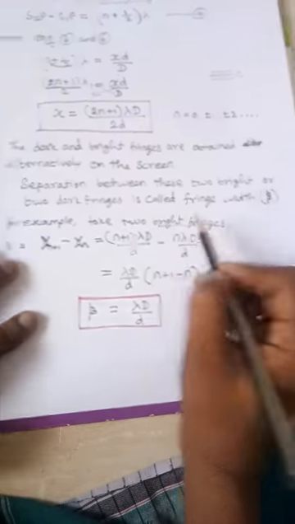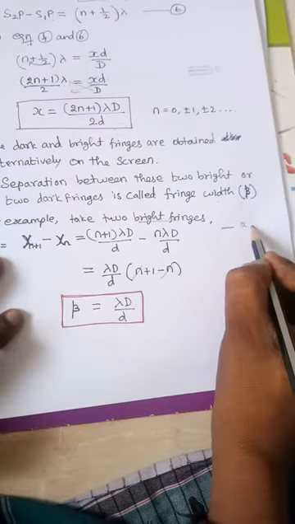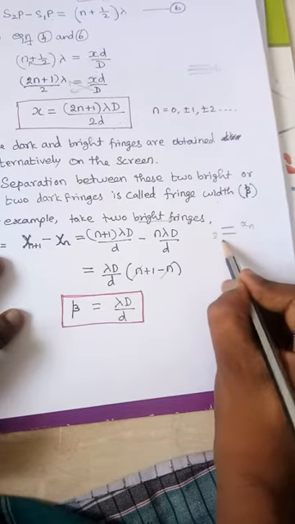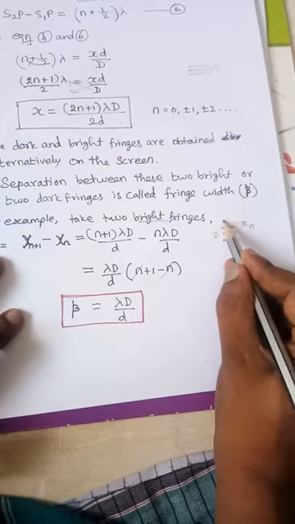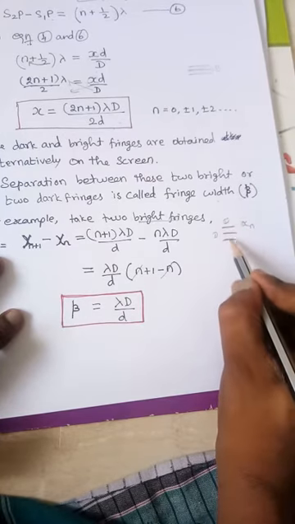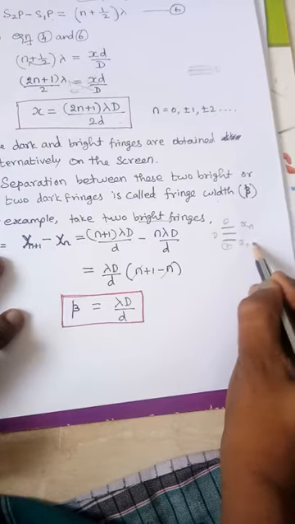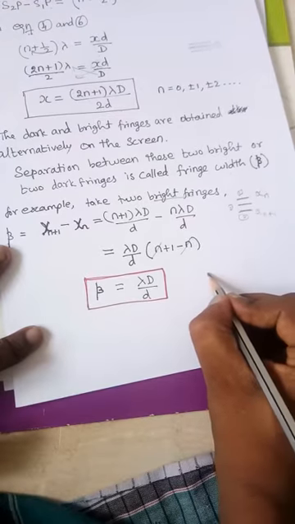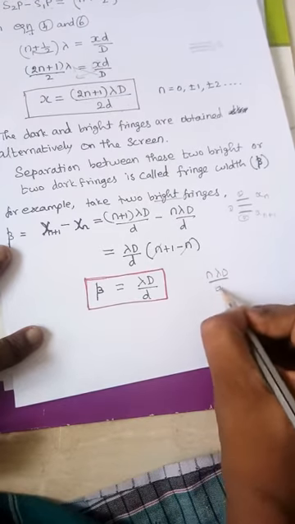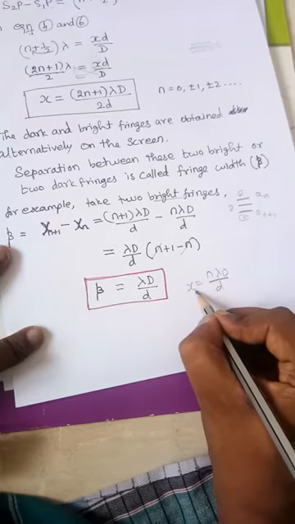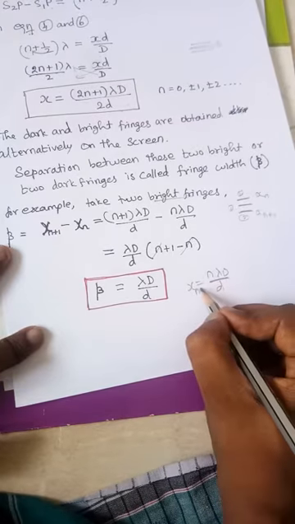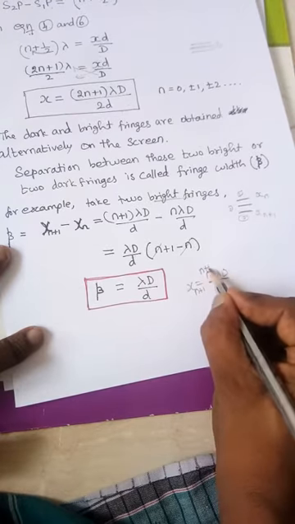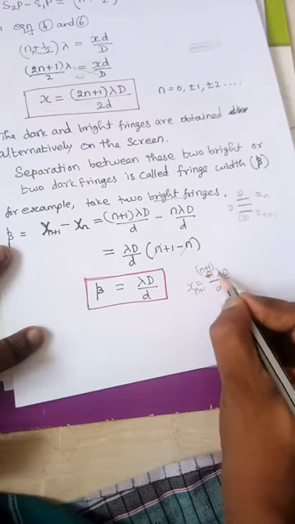So bright fringes: the first one is xn, the second is dark, and the third is the second bright fringe. This is the first bright fringe, this is dark, this is the second bright fringe. You take x n plus 1. The bright fringes formula you already know: x is n lambda D by d. For n, take n only. For n plus 1, the equation will become (n plus 1) lambda D by d.